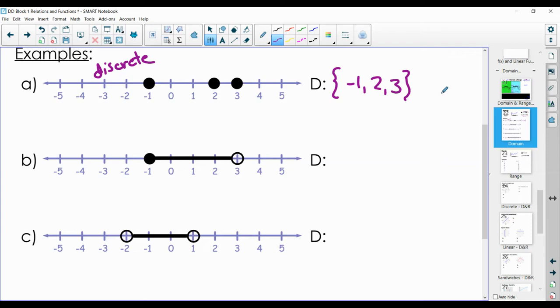For B, we have a low number of -1, and it's filled in, so it's included. And we have a high number of 3. So to write this out, we're going to put our squiggly bracket again. We're going to write our lowest value of -1 and our highest value of 3. And that line in between means that all of the values between those are all possible values of x. And so we're going to put our x in between those two numbers.